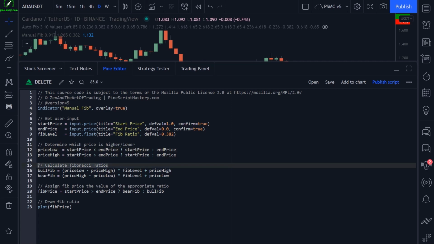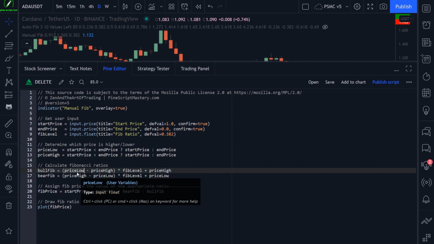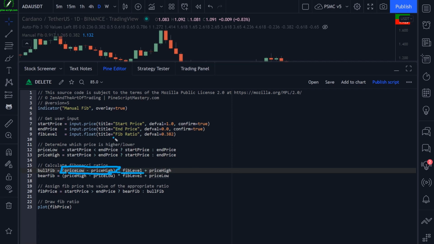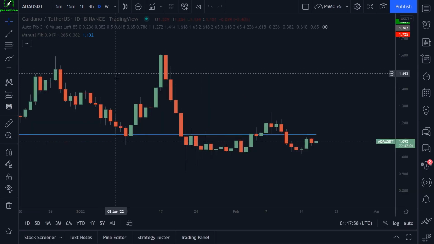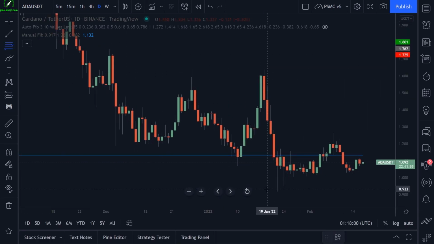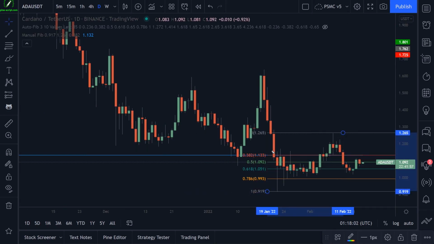Then we calculate our Fibonacci ratios. The way we do that is we subtract the price high from the price low. Then we multiply that difference, that price difference, by our fib level or fib ratio, this number here, and then we add the price high back onto whatever result this formula, this mathematical code here generates. That gives us our bull Fibonacci, or the Fibonacci from the low to the high. That will give us whatever ratio we put in here.